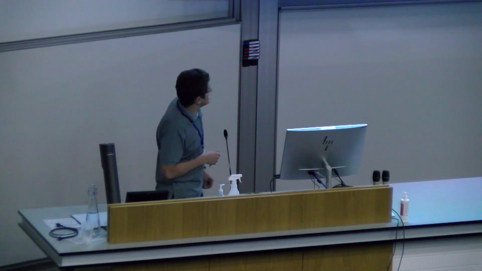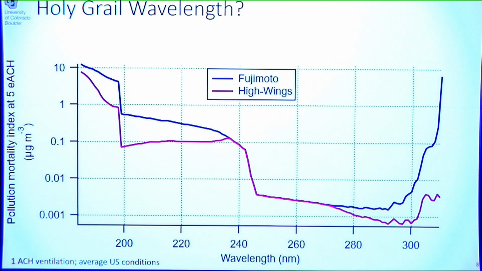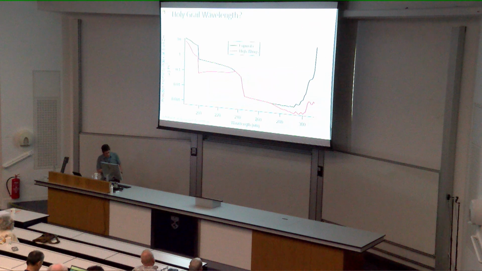Okay. So this is the key result, looking for the Holy Grail. This is the pollution, this pollution index, when we keep disinfection constant. And we have two curves because if we have less efficient disinfection, as in Fujimoto, we need more light, and therefore we make more pollution. If we have more efficient disinfection, in this high wind case, we need less light, and then we have less pollution. So we're normalizing by disinfection. Okay. And you see a bunch of steps here that I try to explain.